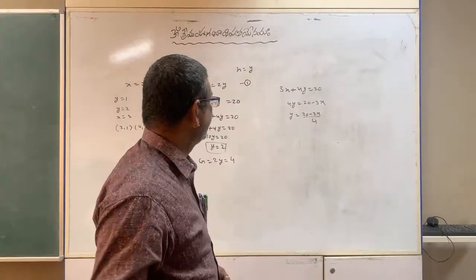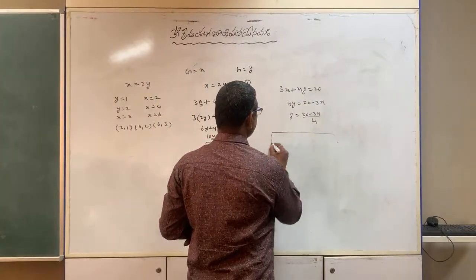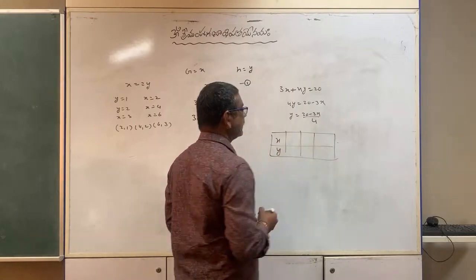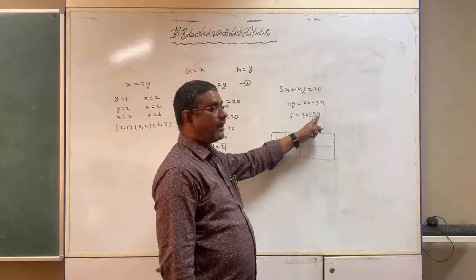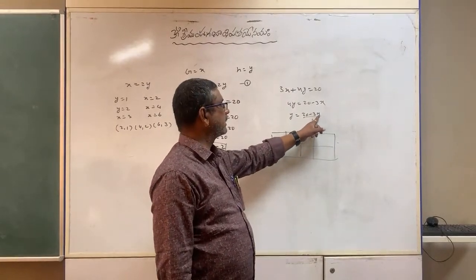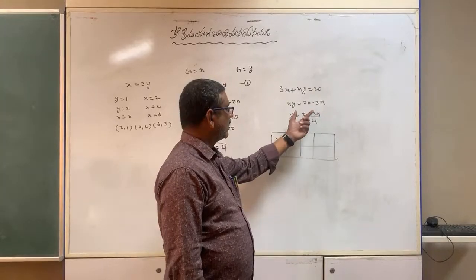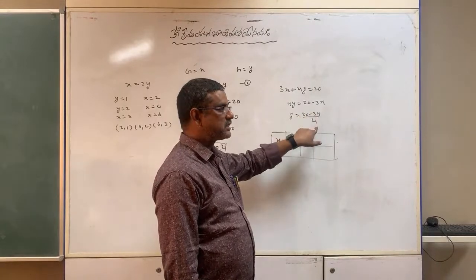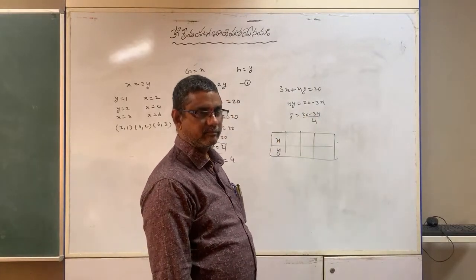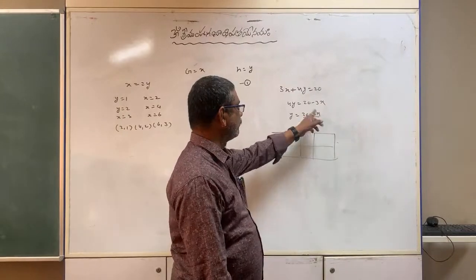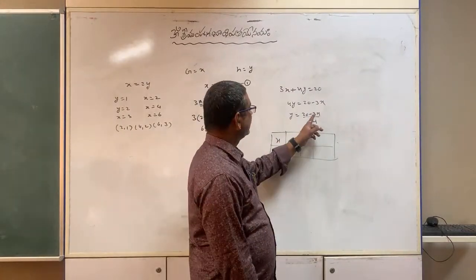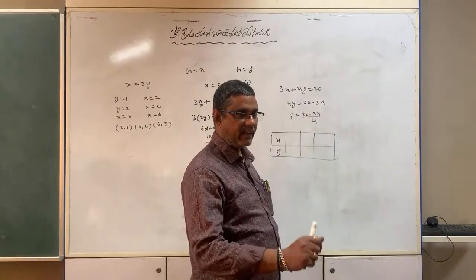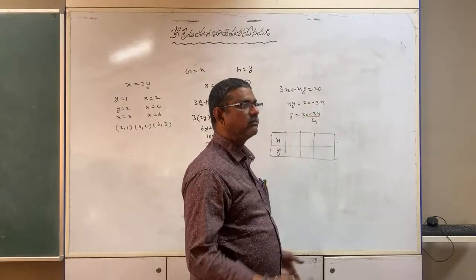Now, give different values for x, and you will get different y's. Be cautious that whenever you give values for x, after simplification, whatever value you get in the numerator should be divisible by the denominator. Suppose, for example, I gave 1 in place of x. 3 into 1 is 3. 20 minus 3 is 17. Is 17 divisible by 4? No. Don't give such values.